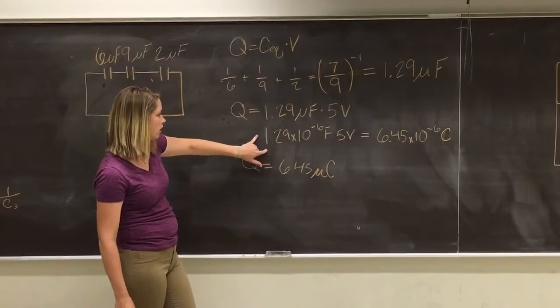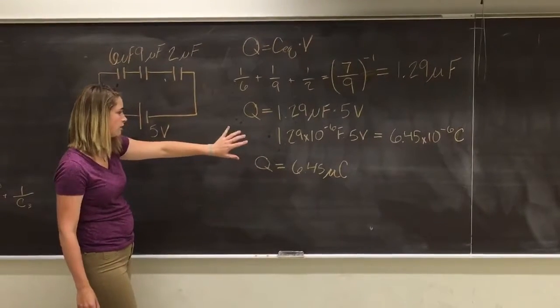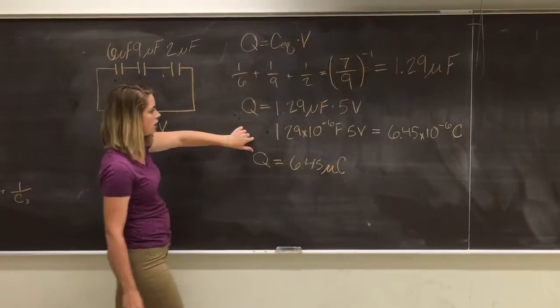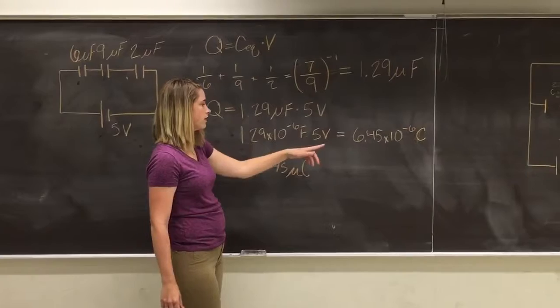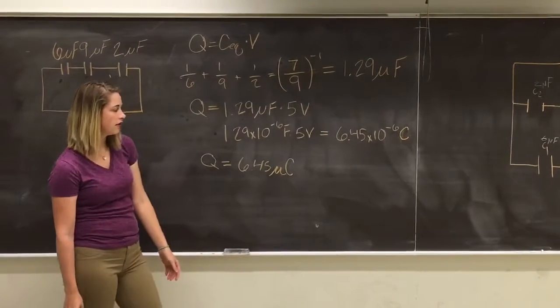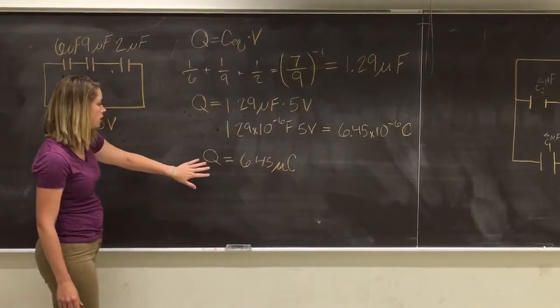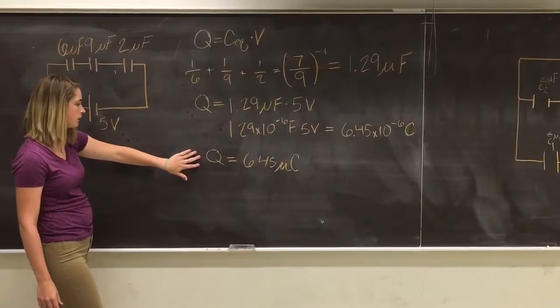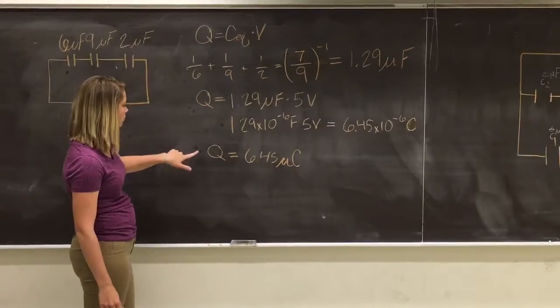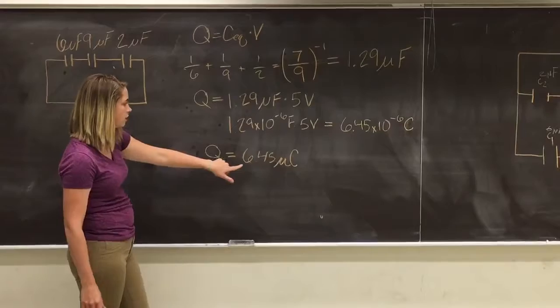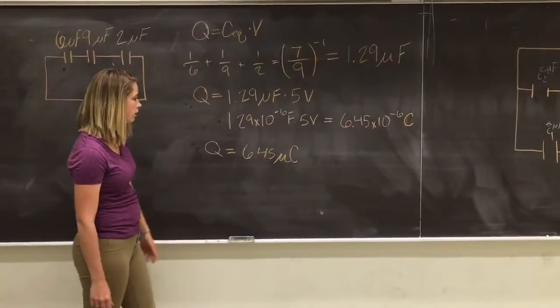Then you convert the micro to 1.29 times 10 to the negative 6 farads. And then you get a total of 6.45 times 10 to the negative 6 coulombs. So then the total charge on this circuit is 6.45 microcoulombs.